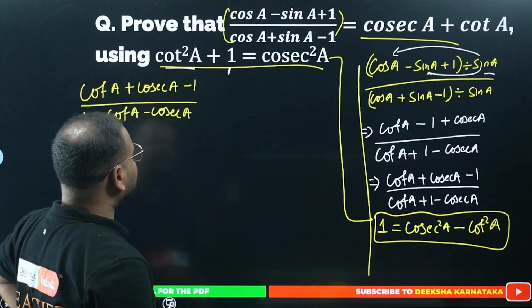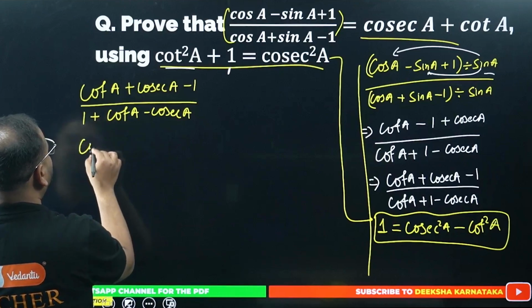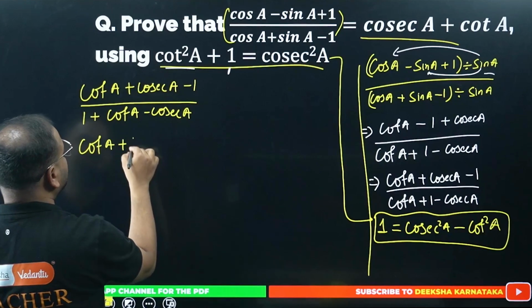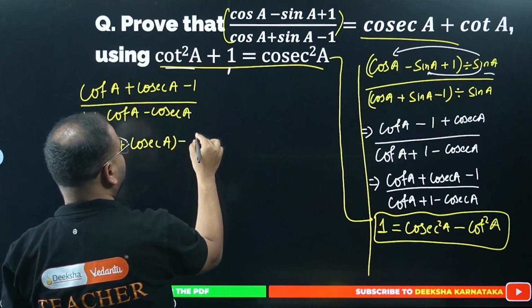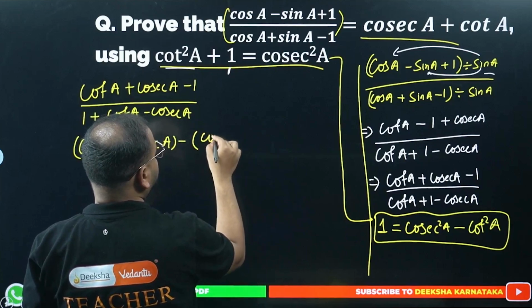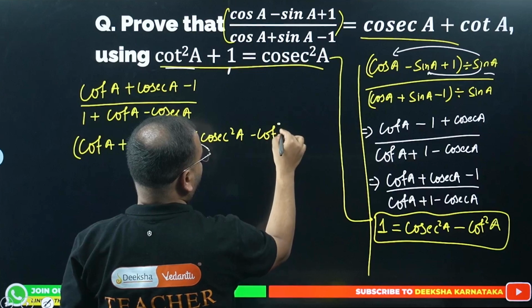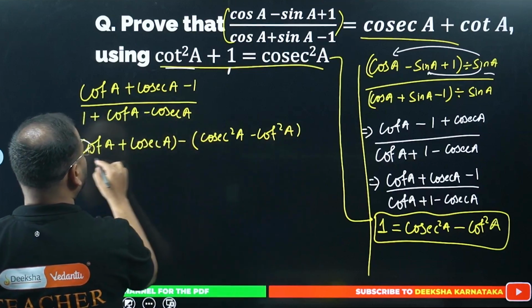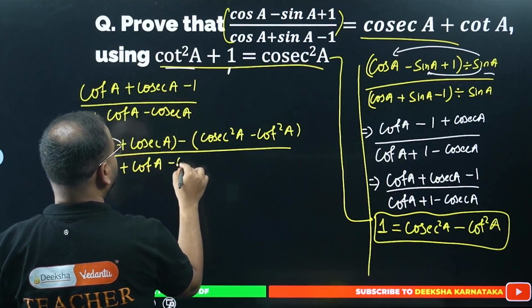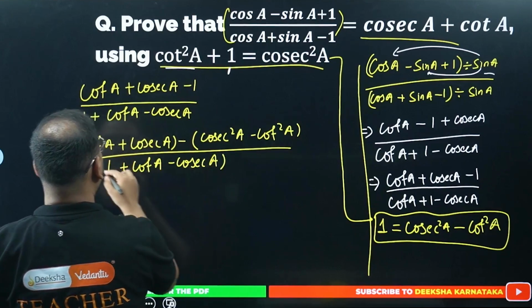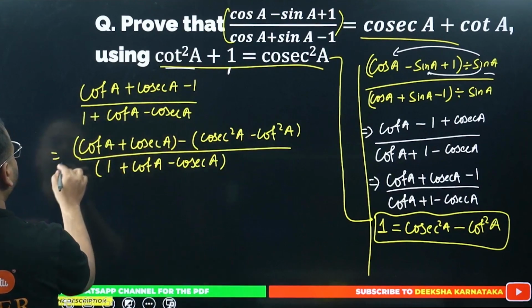Next, as I was saying, replace 1 by this value using the identity. So I'll write it as cot A plus cosec A. Now the minus sign is there, so the 1 will become cosec square A minus cot square A, divided by 1 plus cot A minus cosec A. Something is common here and here. You can't see it right now. Let me show you.